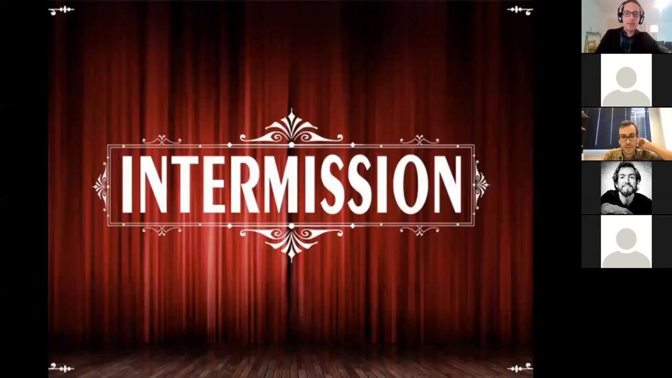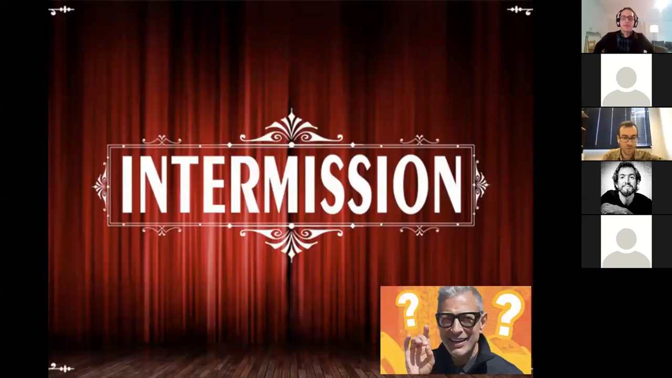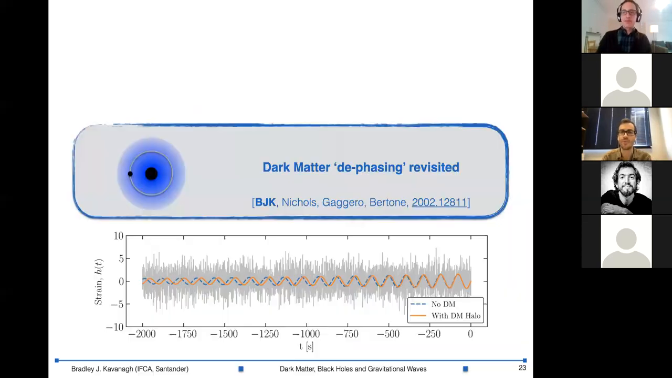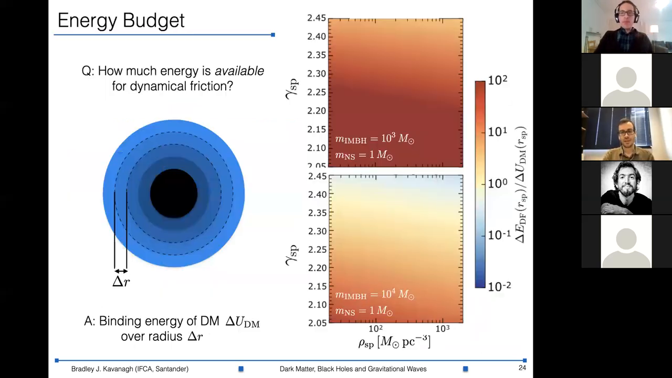Great. Okay, so if there are no more questions, I can go on to tell you about how a lot of what I just said was completely wrong, by going back and revisiting some of these calculations. The first thing that we noticed was that if you want to produce this dephasing signal, you need a lot of energy. You can calculate how much energy the system essentially loses through this dynamical friction effect, and you can ask, where does this energy come from?